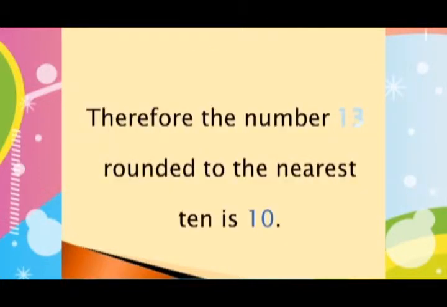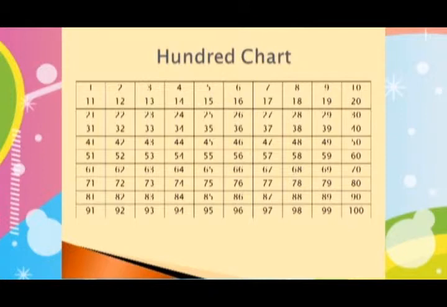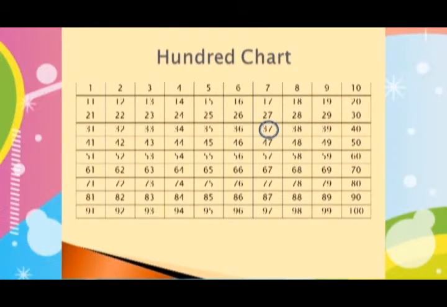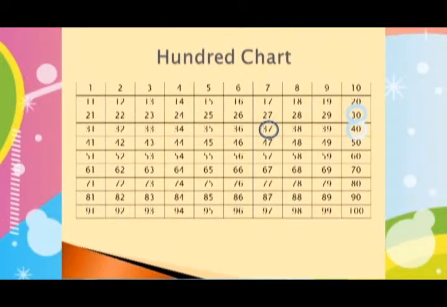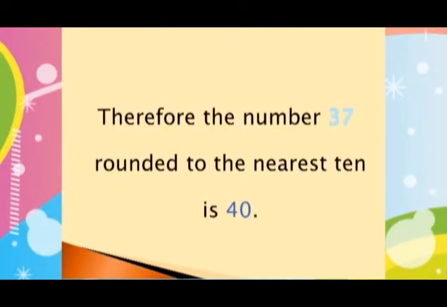13 is closer to 10. Therefore, the number 13 rounded to the nearest 10 is 10. Let's take a look at the 100 chart again. Now we're looking at the number 37. Between which two multiples of 10 is 37? 37 falls between 30 and 40. So 37 is nearer to 40. Therefore, the number 37 rounded to the nearest 10 is 40.